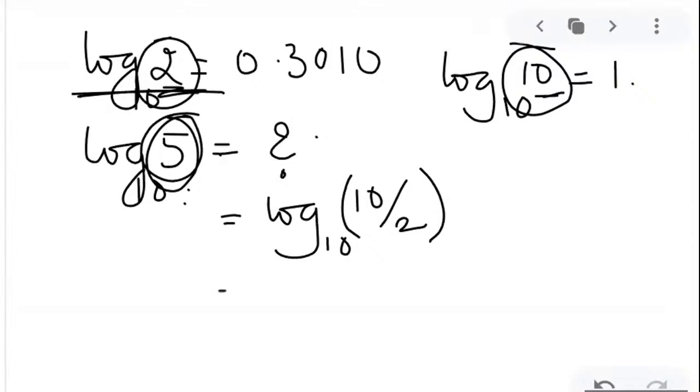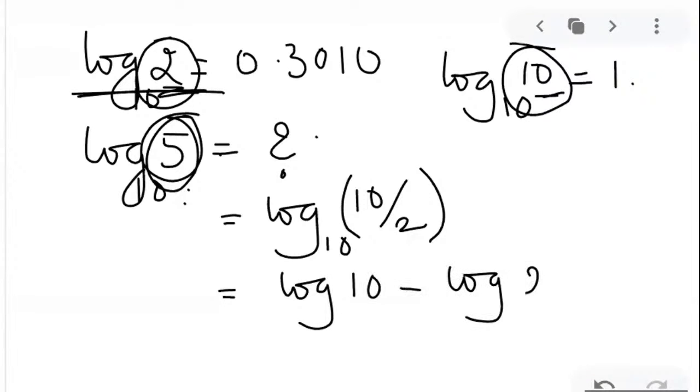So log 10 by 2 to the base 10. You know what is log of a by b? Log a minus log b. So log 10 minus log 2. I know the value of both of these things. What is my answer?